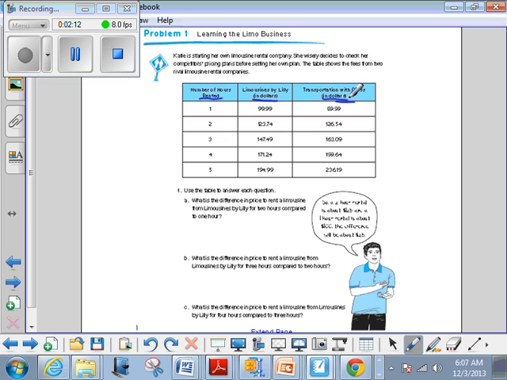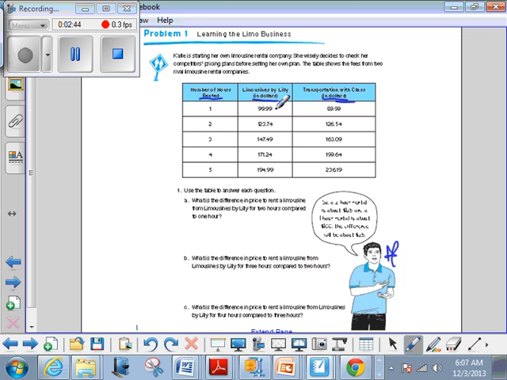All right, so looking at number 1, it says use the table to answer each question. What is the difference in price to rent a limousine from Limousine by Lily for 2 hours compared to 1 hour? So think, how would you do that? And also, look, these little guys with the thought bubbles are always giving you hints. So let's read what he says. A 2-hour rental is about $125, and a 1-hour rental is about $100. The difference will be about $25. So we can even just estimate there.